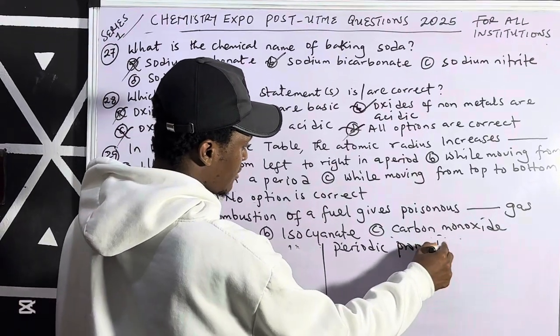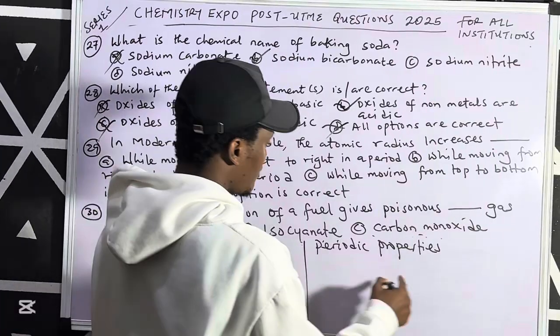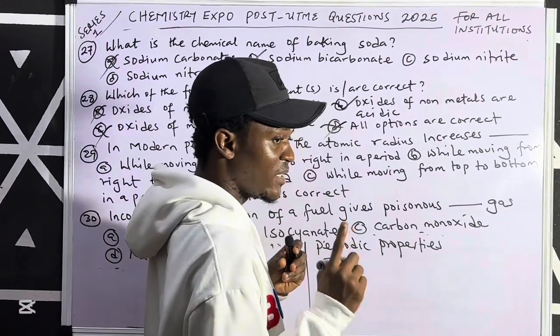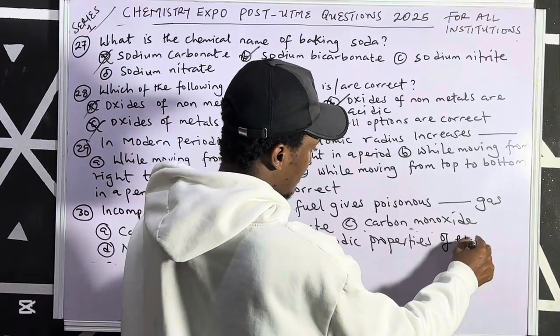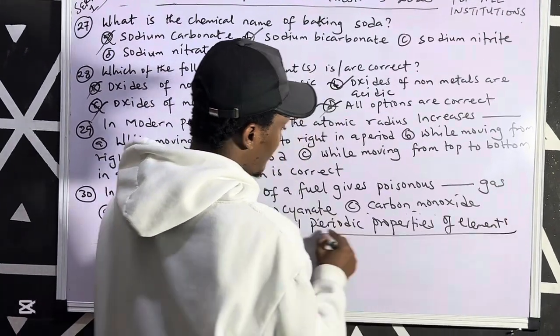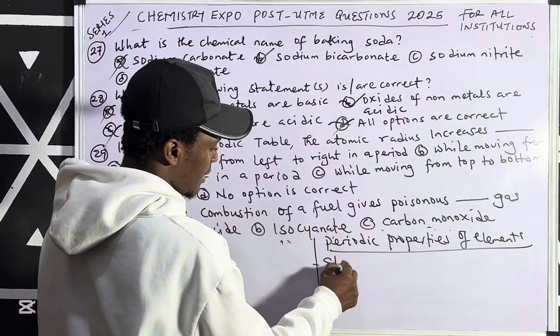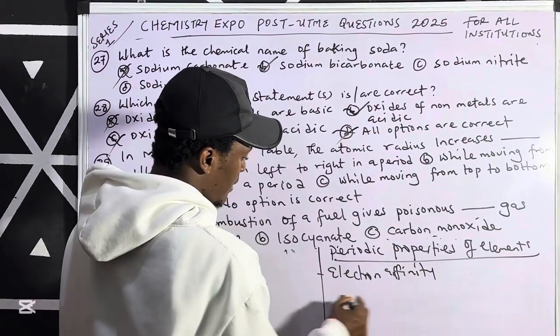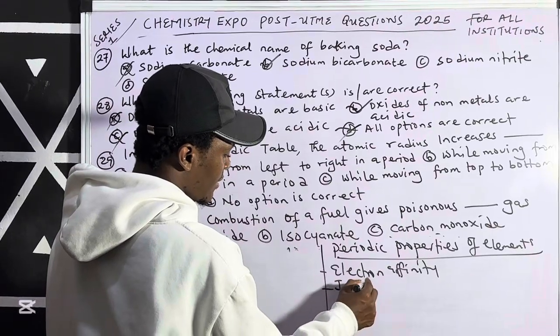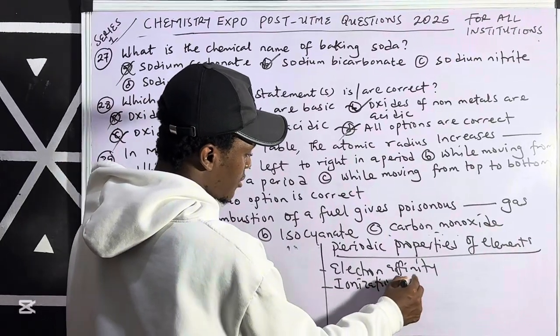That's the reason why I said you should pay close attention to this video, especially the explanations. Now, periodic properties of elements, what are they? We have the first to be electron affinity. Then we have ionization energy.